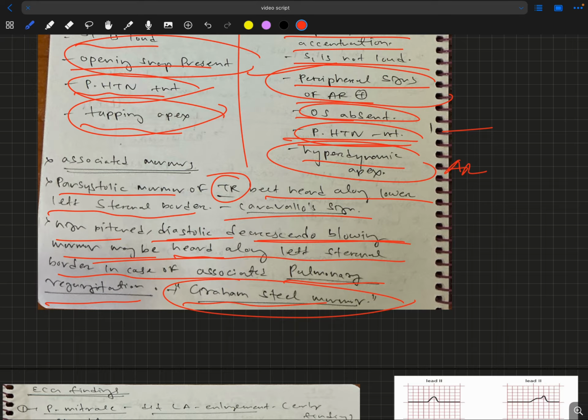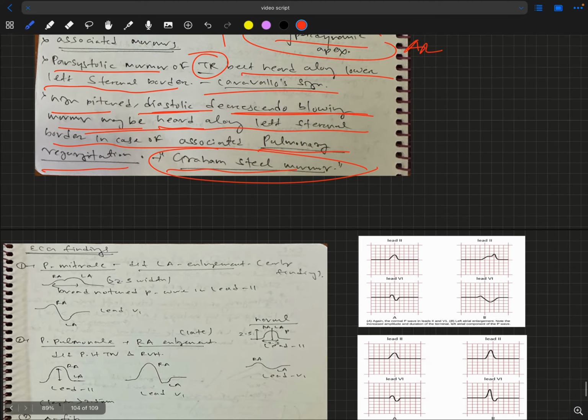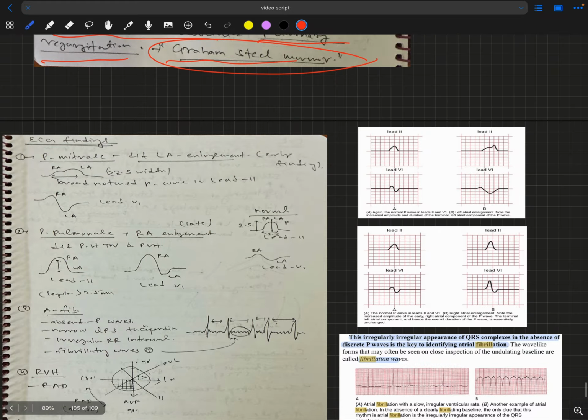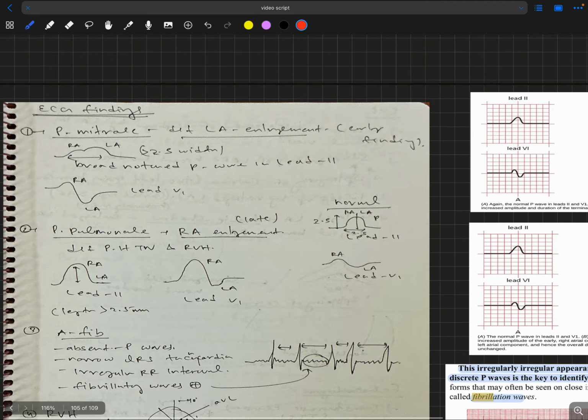If MS is associated with pulmonary regurgitation, then you can hear a diastolic decrescendo murmur. It is called Graham-Steell murmur. So what are the ECG findings? In case of mitral stenosis, the first ECG finding is due to hypertrophy of the left atrium.